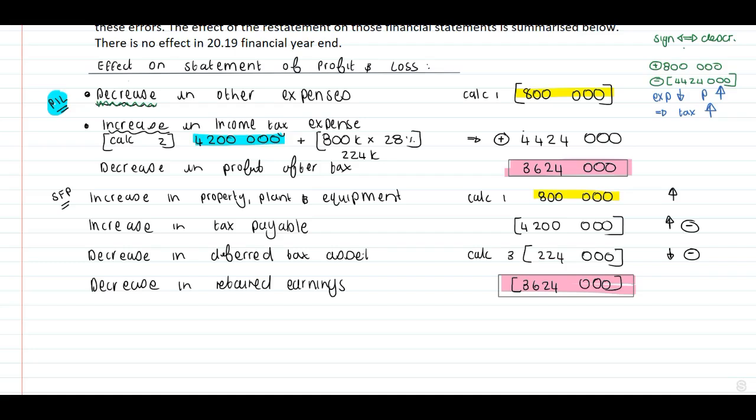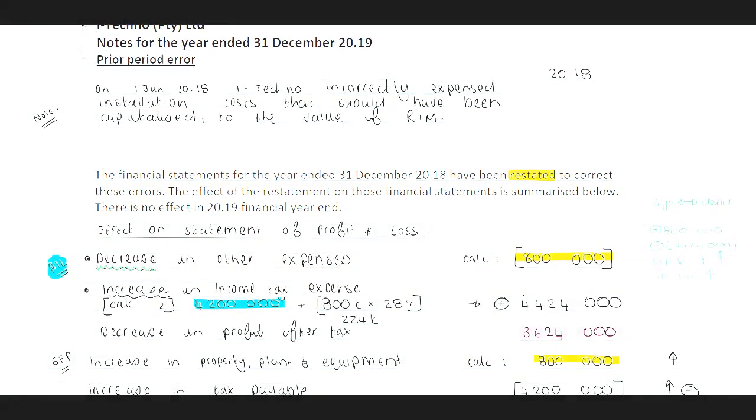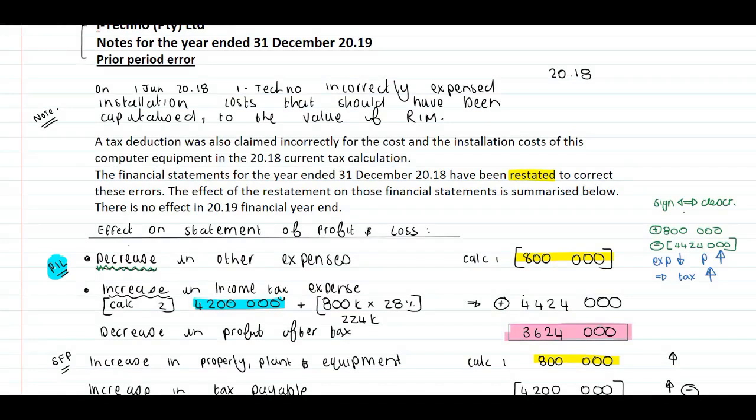Now you're able to identify that the movement in our profit and loss agrees with the movement in our retained earnings. Okay. But when we now look at our note, we still have to include that there is another error. Remember, the other error was that they recognized a total tax deduction in terms of the cost and installation. And this is not allowed. They had to capitalize it. Therefore, I have included this sentence here, guys. When you look at the left side, a tax deduction was also claimed incorrectly for the cost and installation costs of this computer equipment in the 2018 current tax calculation. Right, guys, this is your note.